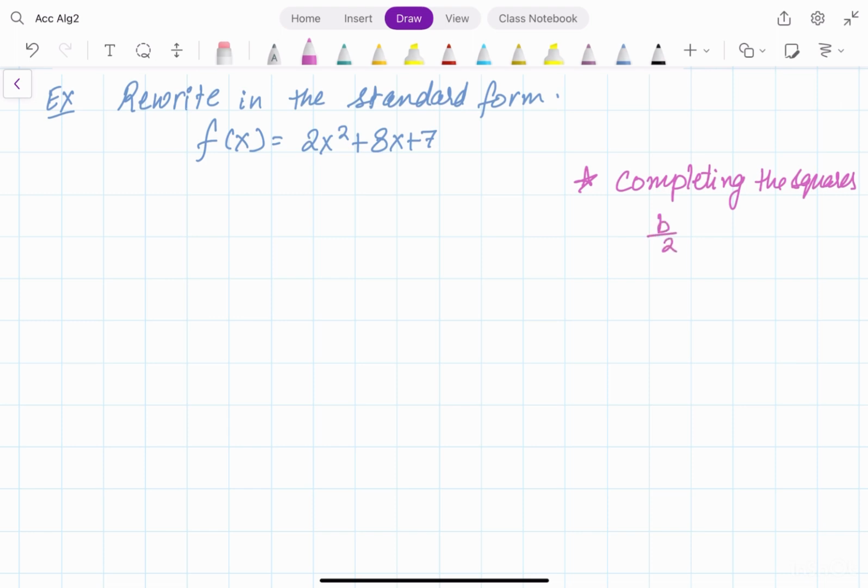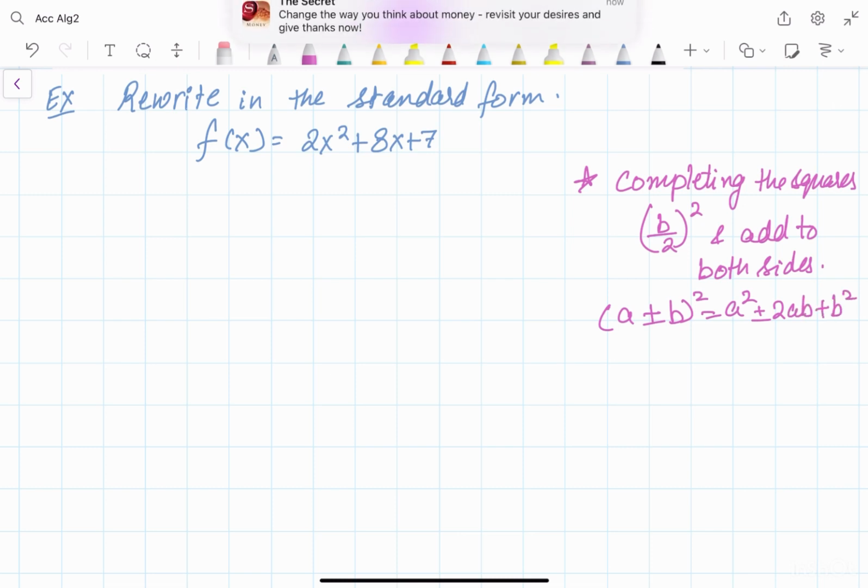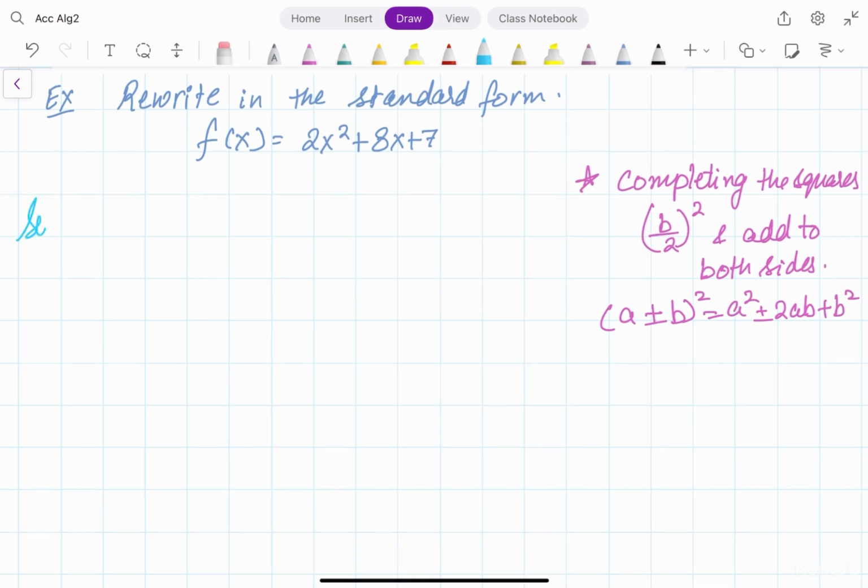So completing the square, we talk about taking half of b, squaring it, and adding to both sides, the right hand side and the left hand side. And then we also use the property of a plus b squared. But in this case, instead of adding half of b squared to both sides, we will add and subtract it in the same parentheses, because we are just writing the function. We are not equating the function equal to 0.